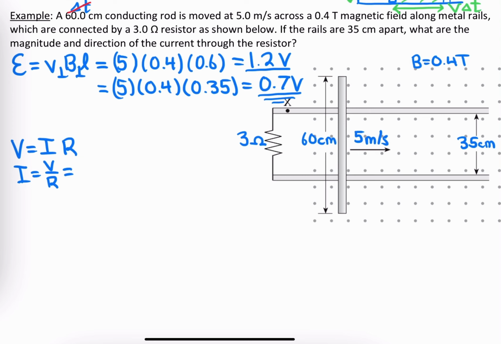And if I gain 0.7 volts in my power supply, I'm going to lose 0.7 volts going through that resistor. So the voltage in the resistor is 0.7. The resistance in the resistor is 3. So that gives me a current of 0.7 divided by 3, or 0.233 amps.